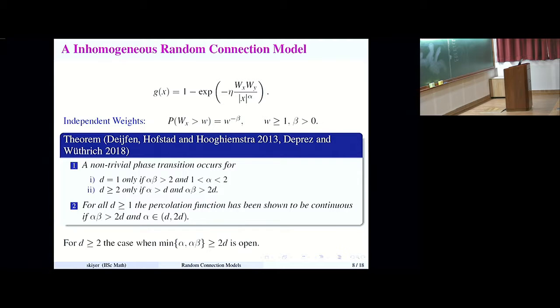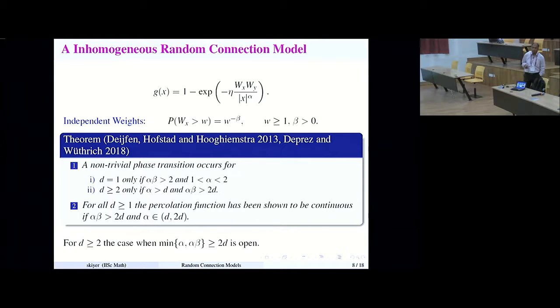So it was proved in this paper here that a non-trivial phase transition occurs in one dimension if alpha beta has to be greater than 2 and alpha has to be between 1 and 2. And for d greater than or equal to 2, you need alpha greater than d and alpha beta greater than 2d. Okay.